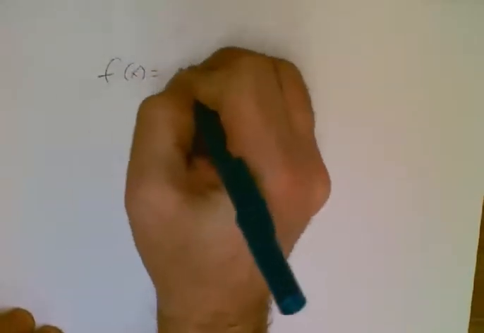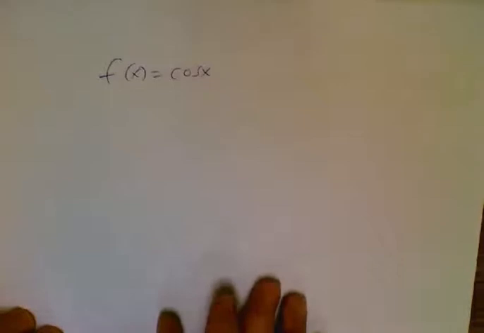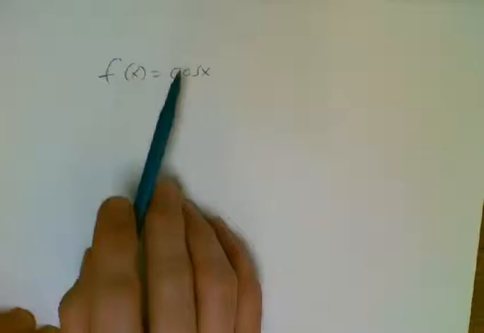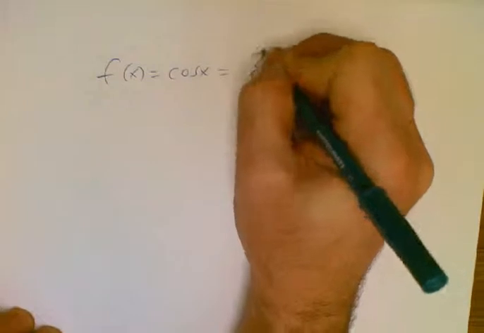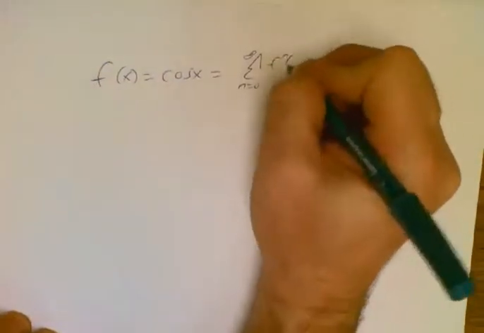Alright, so the question is going to be to please, pretty please with cherries on top, find me a Maclaurin series for cosine of x. So again, we start with our basic Maclaurin series setup, which looks like this.